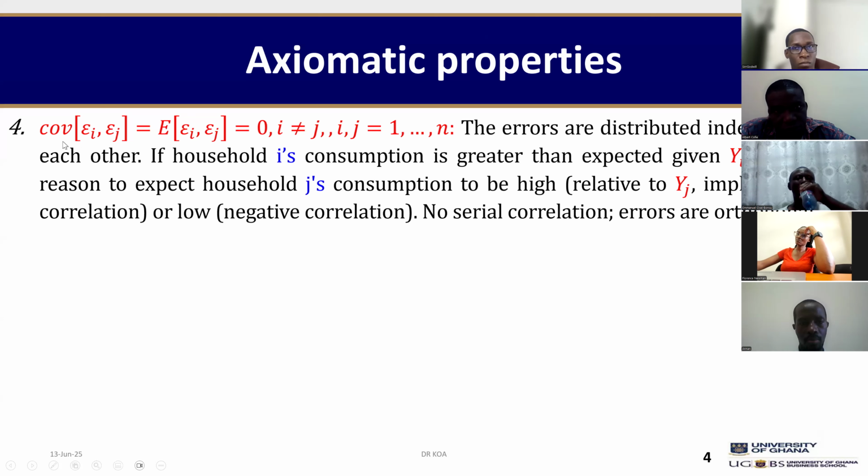Now, who can tell me the difference between the covariance of the error I and error J? What is it? Who can tell me this? What is the difference between the error I and error J? Because we are going to use this one going forward. What is the difference between the error I and error J? Francis?